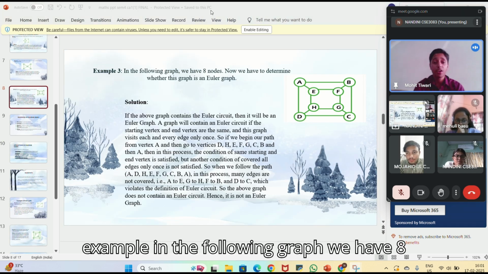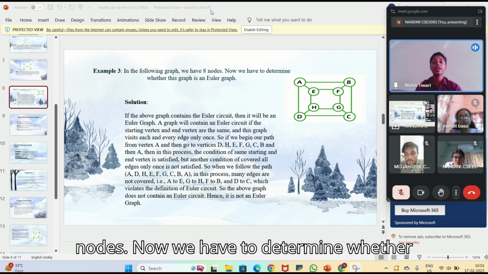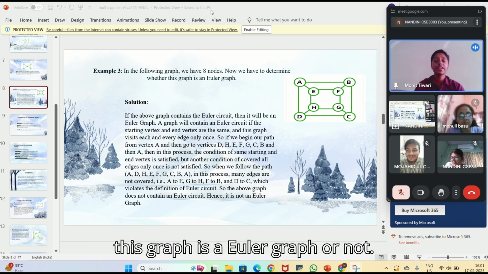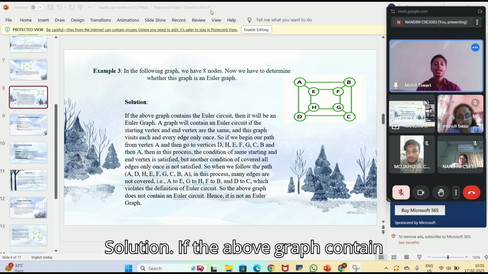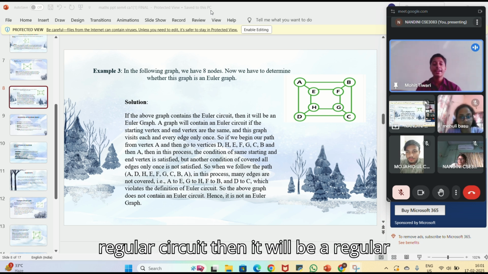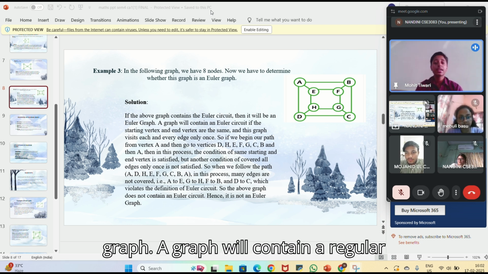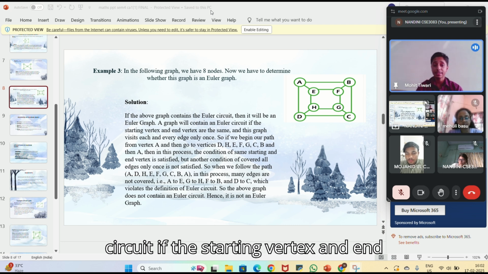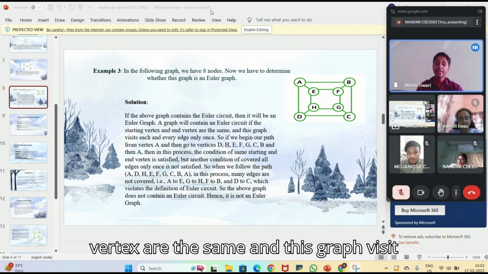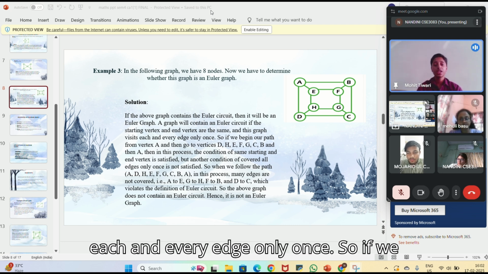Third example. In the following graph, we have 8 nodes. Now we have to determine whether this graph is an Euler graph or not. Solution: if the graph contains an Euler circuit, then it will be an Euler graph. A graph will contain an Euler circuit if the starting vertex and end vertex are the same, and the graph visits each and every edge only once.